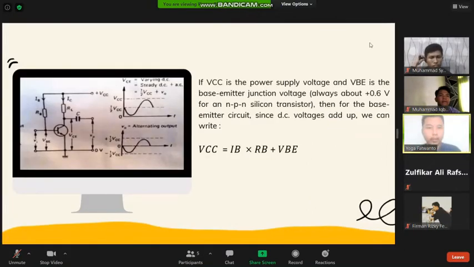Okay. As we can see in this picture, if VCC is the power supply voltage and VBE is the base emitter junction voltage, always about plus 0.6 volts for an NPN silicon transistor, then for the base emitter circuit, since the DC voltage is set up, we can write VCC is equal to IB times RB plus VBE.